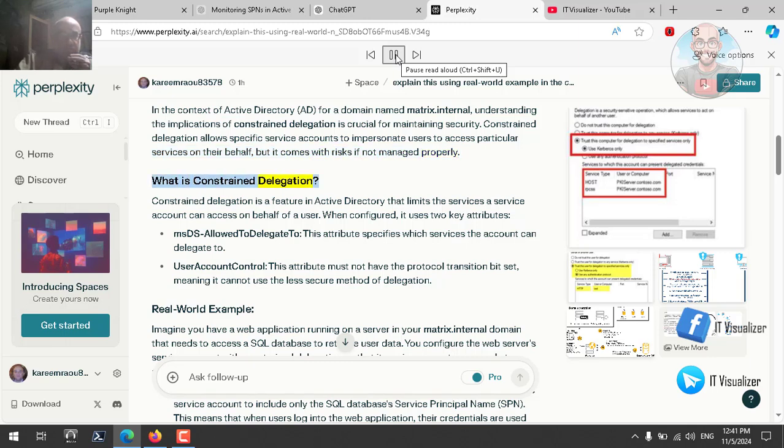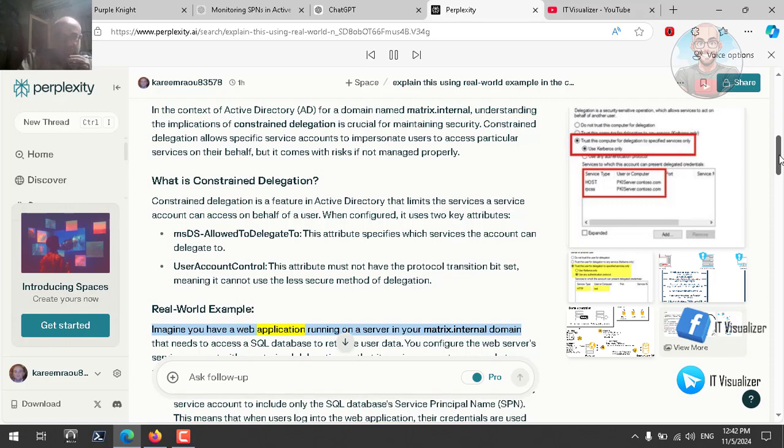What is constrained delegation? Constrained delegation is a feature in Active Directory that limits the services a service account can access on behalf of a user. When configured, it uses two key attributes. msDS-AllowedToDelegateTo: this attribute specifies which services the account can delegate to. UserAccountControl: this attribute must not have the protocol transition bits set, meaning it cannot use the less secure method of delegation.